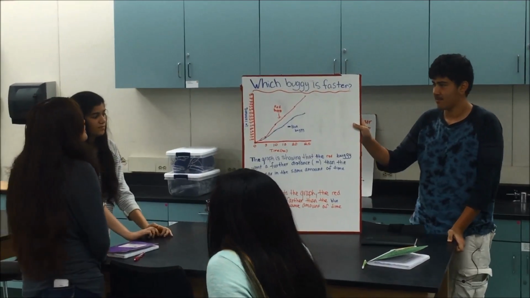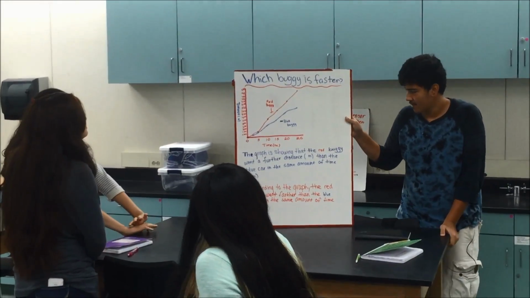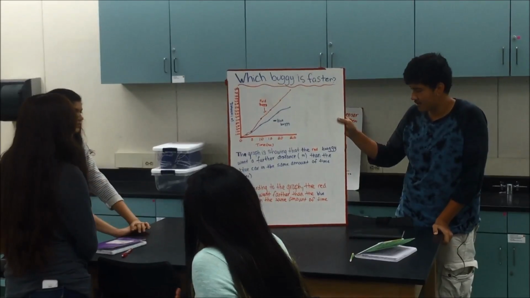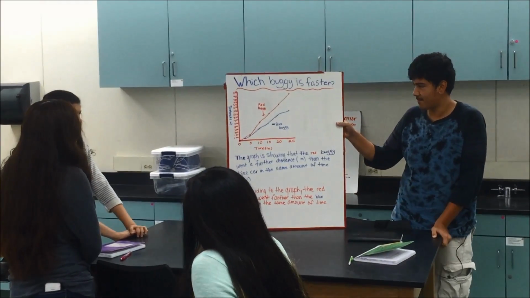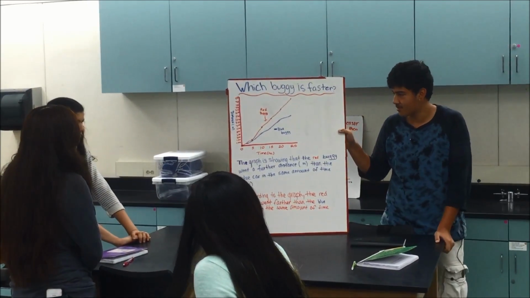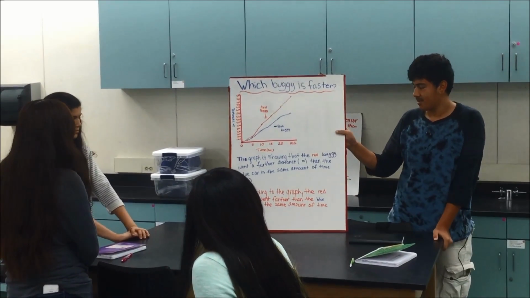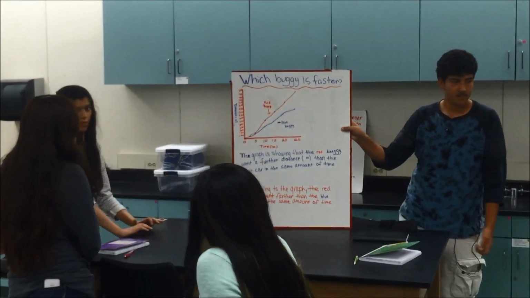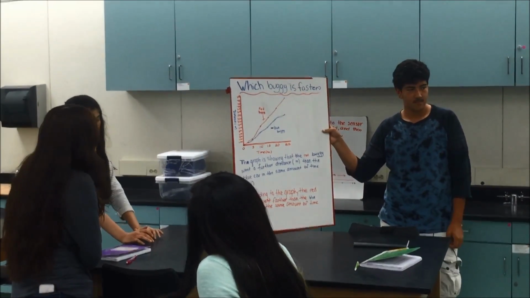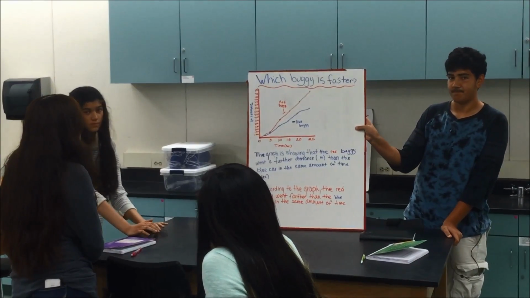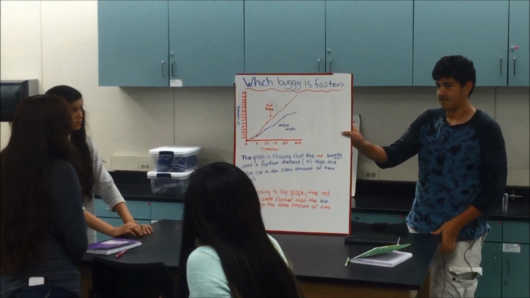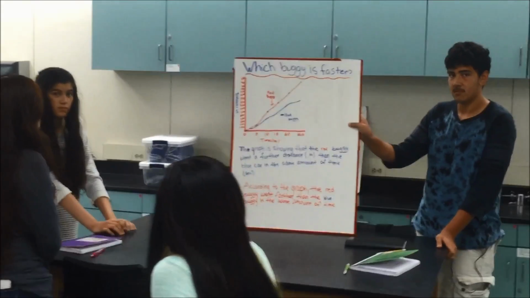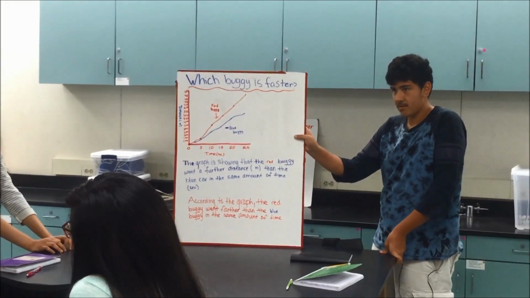Go ahead. Which buggy is faster? This graph is showing that the red buggy went a further distance than the blue car in the same amount of time because of the line and they were higher. According to the graph, the red buggy went farther than the blue buggy at the same amount of time. So therefore, it's faster. What do you mean by according to the graph, the red buggy went farther? How do you know that? Because the line went higher. Okay, excellent. Alrighty, thank you very much.